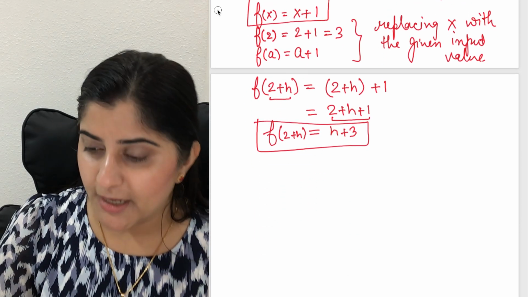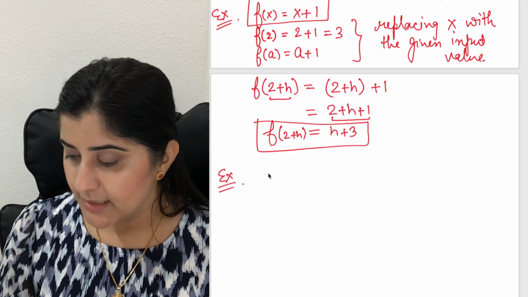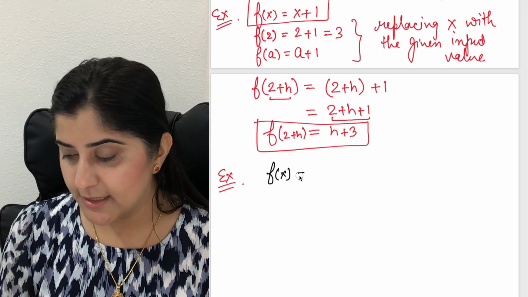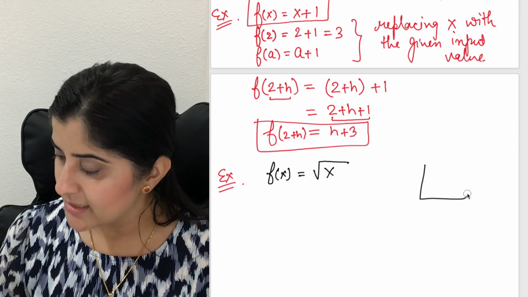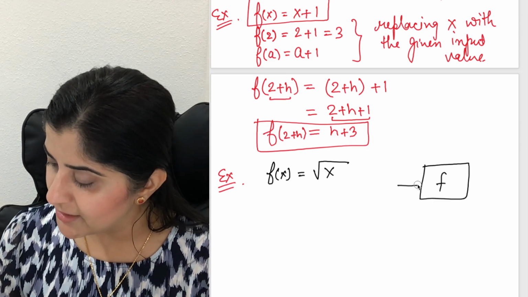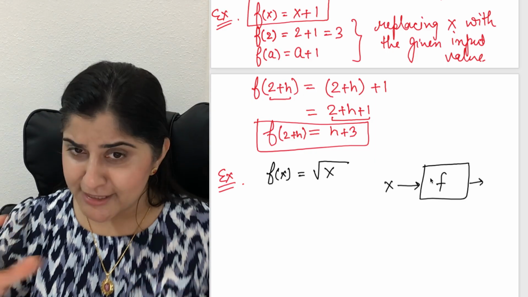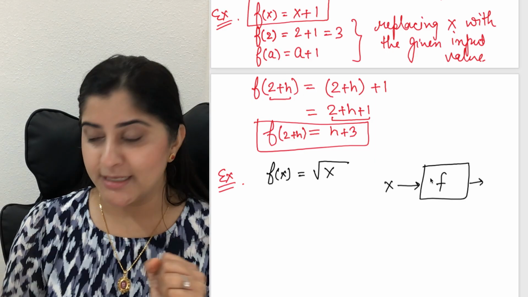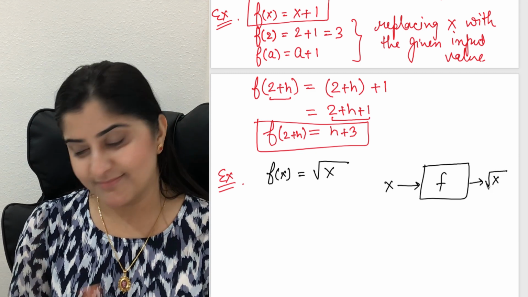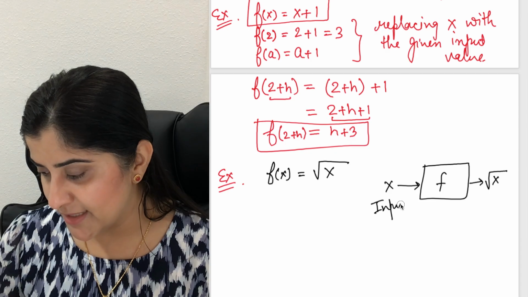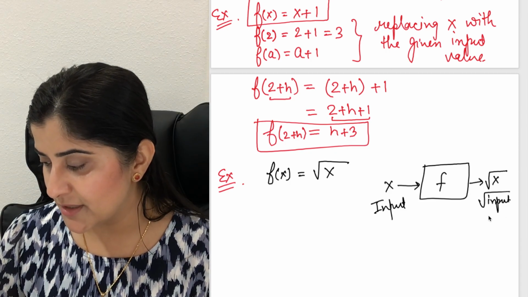Okay, now let's talk about another function. Suppose f of x is equal to the square root of x. This is how this machine is working. So what is happening in this machine? Whatever you input in this function, the machine does something with the input: it takes a square root of the input and gives you the output. So whatever the input is, it takes the square root of the input, and this is your output.